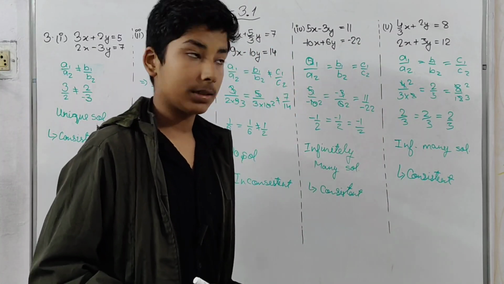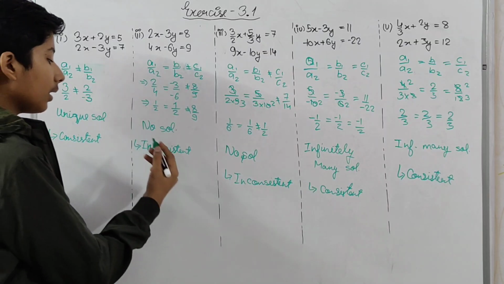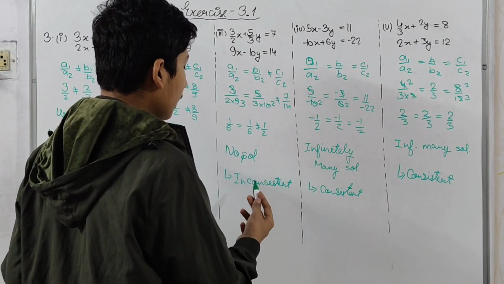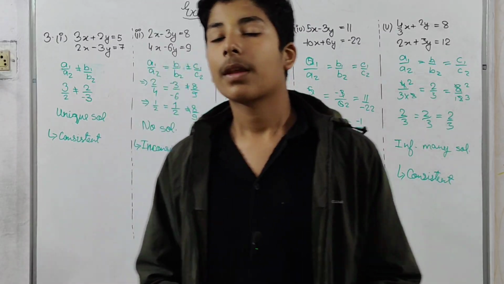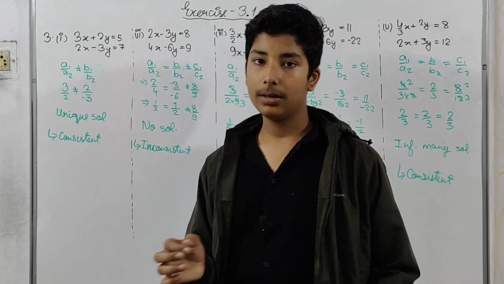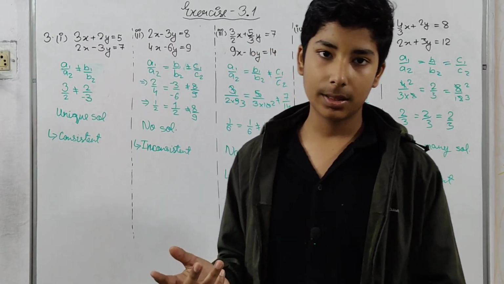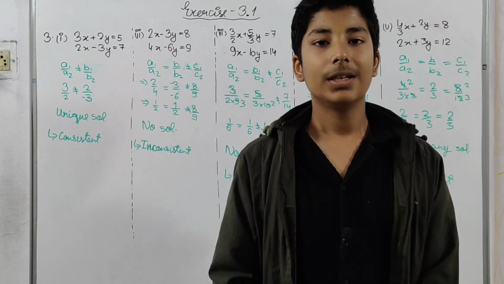This one is consistent, means there are 5. First is consistent, second is inconsistent, again inconsistent, then consistent, and again consistent. First, second, third, fourth, fifth. I hope this is clear, and in the next video, as I have already said, it will be a part 2 and we'll do the last 3 questions of this exercise. Till then, bye bye.